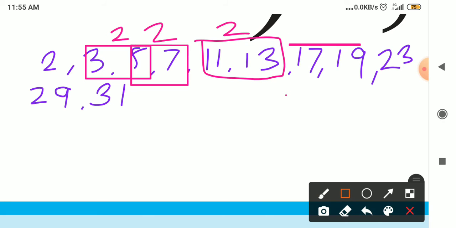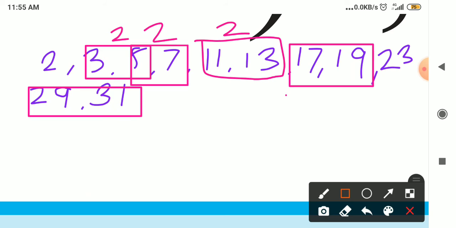Next pair is 17 and 19. Next pair is 29 and 31. If you see here, you will notice that the difference between these pairs of prime numbers is 2. So what is the definition of twin prime numbers? In a series of prime numbers, if the difference between two consecutive prime numbers is 2, then these are called twin prime numbers.